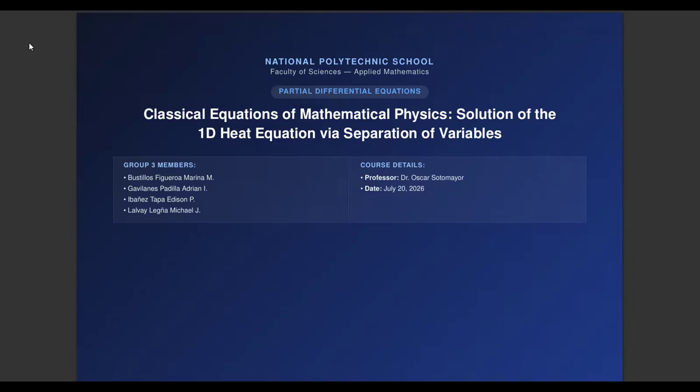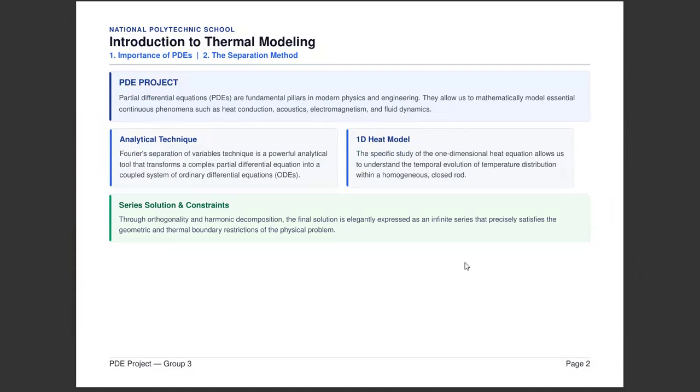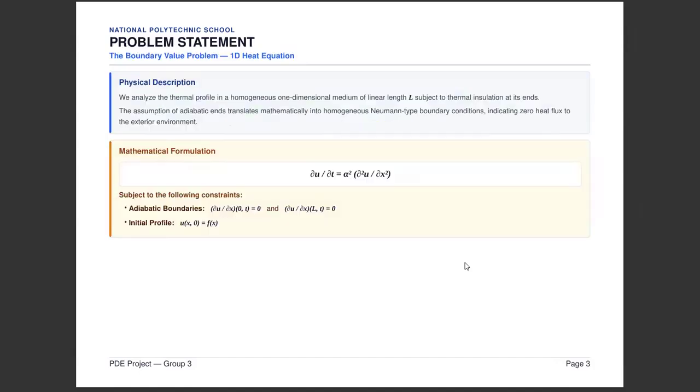Today our group will present the analytical solution of the one-dimensional heat equation using the method of separation of variables. The heat equation is a partial differential equation that describes how temperature changes over time inside a solid object. In our project, we consider a rod of length L with homogeneous Neumann boundary conditions. These boundary conditions mean that no heat enters or leaves the ends of the rod. Therefore, the rod is perfectly insulated.